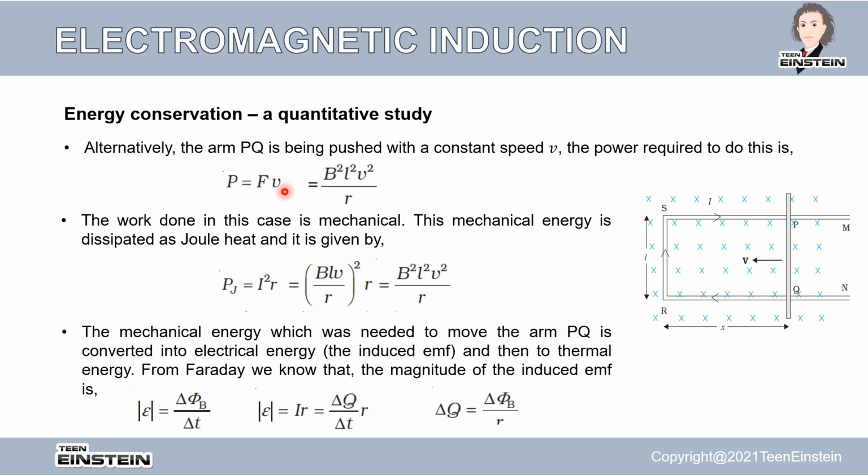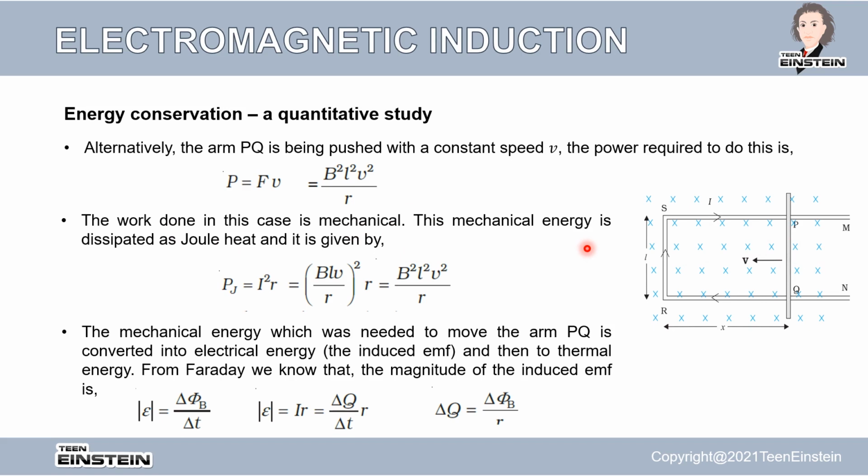So now let's substitute this force here. B squared L squared V by R, like we derived before, and then multiply by V. So we have B squared L squared V squared by R. So this is the work done in moving this arm towards the left. So we are doing this work and it's in mechanical form because it's just to move this arm. Okay. So this particular mechanical energy is dissipated as joule heat and it is given by.